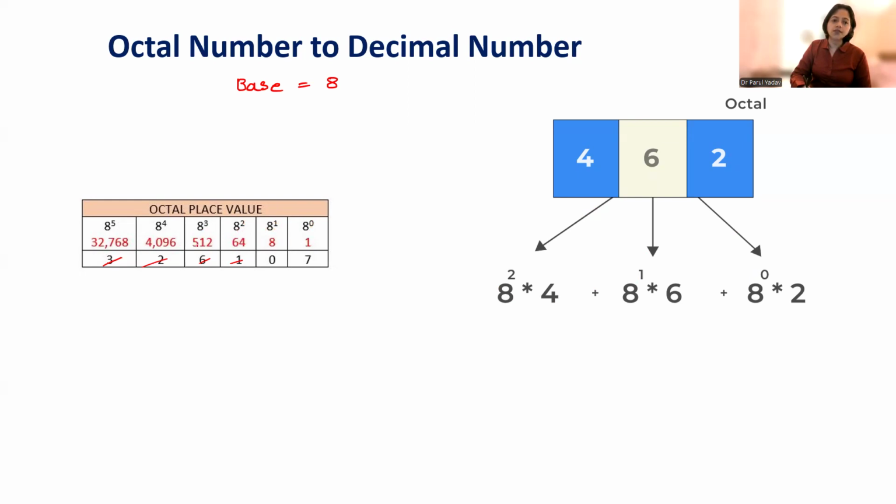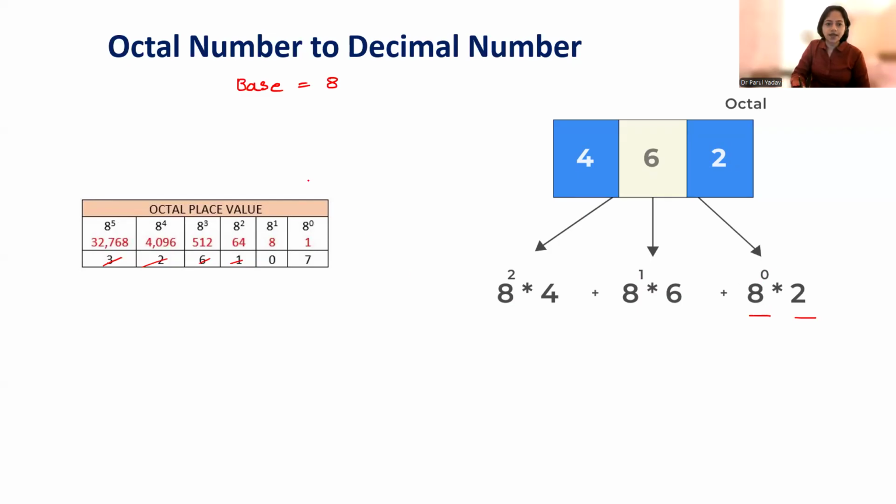8 to the power 3 is 512, and so on, right? Now, suppose we have this number 462 in octal. Then we take the digit, which is the face value, and multiply it with its place value.